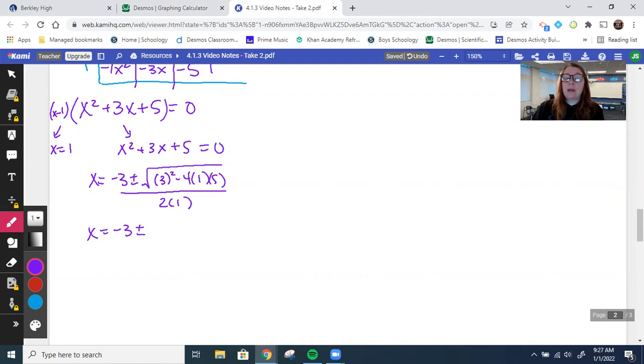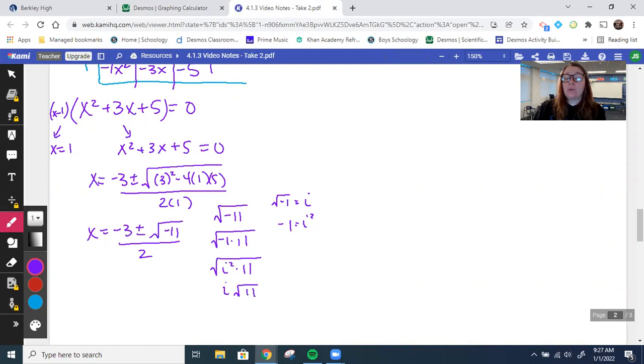So this is 9 minus 20, which is -11 over 2. Remember, with the square root of something negative, you can rethink of that. The square root of -11 is the square root of -1 times 11, and the square root of -1 is i, and we know that i squared is -1. So you could think of this -1 as i squared times 11, and the square root of i squared is i, and then I can't take the square root of 11.